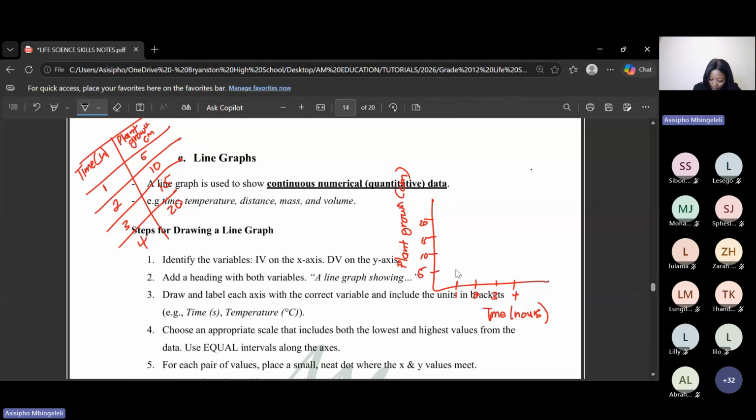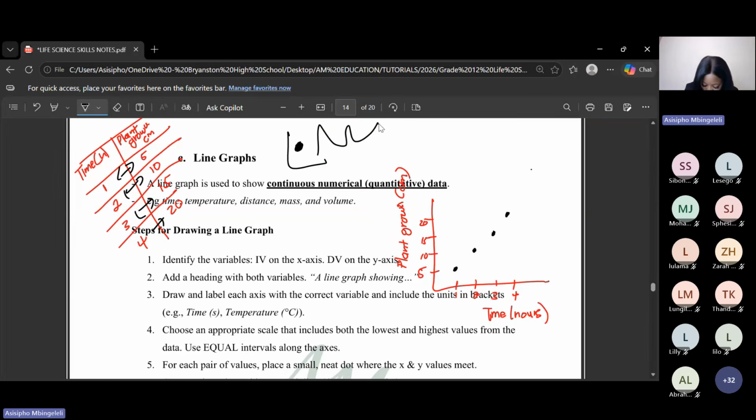Where they both meet, I draw a dot, a small dot, not this one. These dots, illegal. A small, tiny one. And then at 2, it was 10. At 3, it was 15. At 4, it was 20. Now, my example is very basic. Do not rearrange the data for your line graph to look a certain way. Follow the data as is. Go with 1 and 5 first, and then 2. That's it. Even if the shape comes out something like that, it doesn't matter.